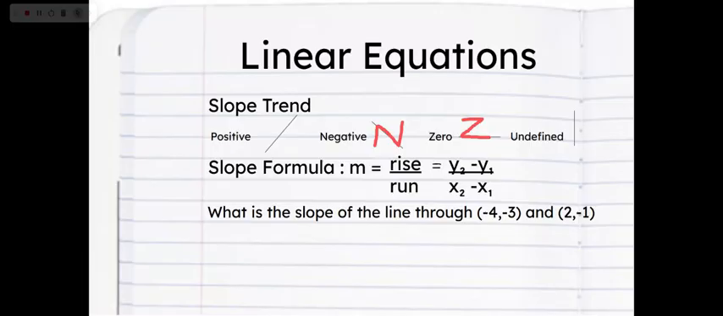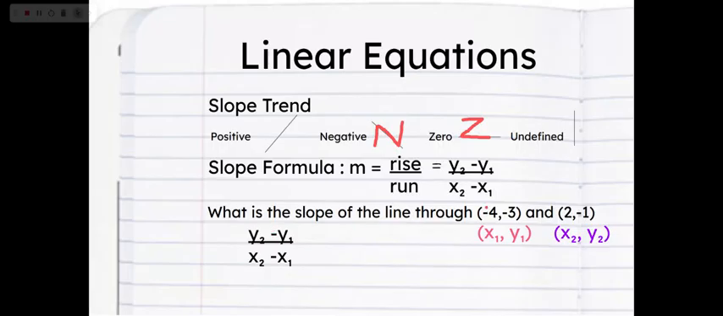So let's walk through a problem really quick. What is the slope of a line that passes through (-4, -3) and (2, -1)? When I do a problem like this, I like to label my variables x1, y1, x2, y2, so that when I plug it in the formula, it just makes it that much easier. My y2 value is negative 1, and my y1 value is negative 3.